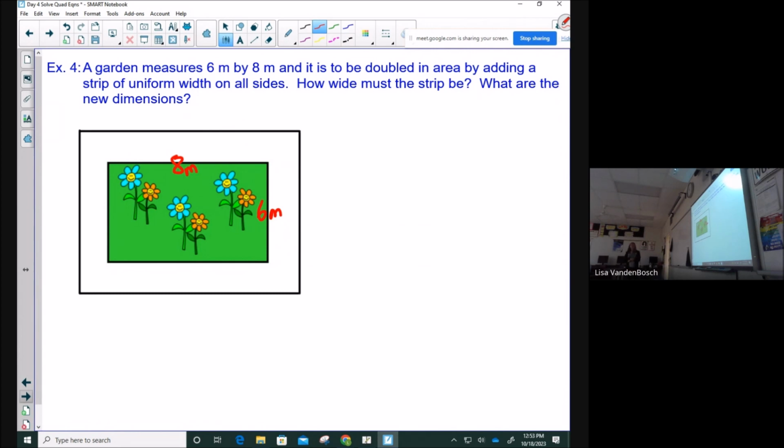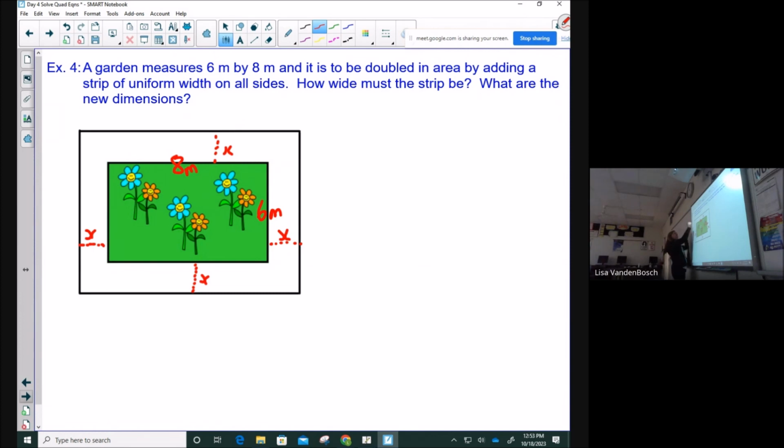Okay, and it is going to be doubled in area by adding a uniform strip of width x on each side. So how much am I going to add here? X. How much am I going to add over here? X. How much here? X. How much up here? X, because we're adding a uniform amount, whether that's 5 meters or 1 meter or 0.2 meters or whatever. So we're going to add the same amount on all the sides.